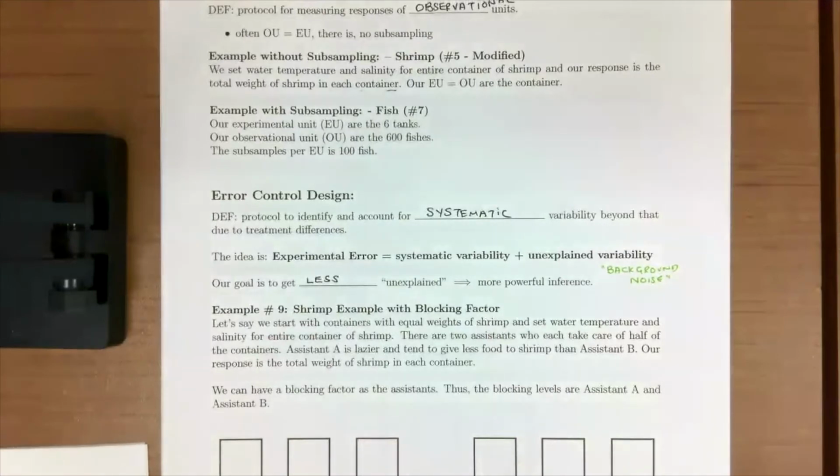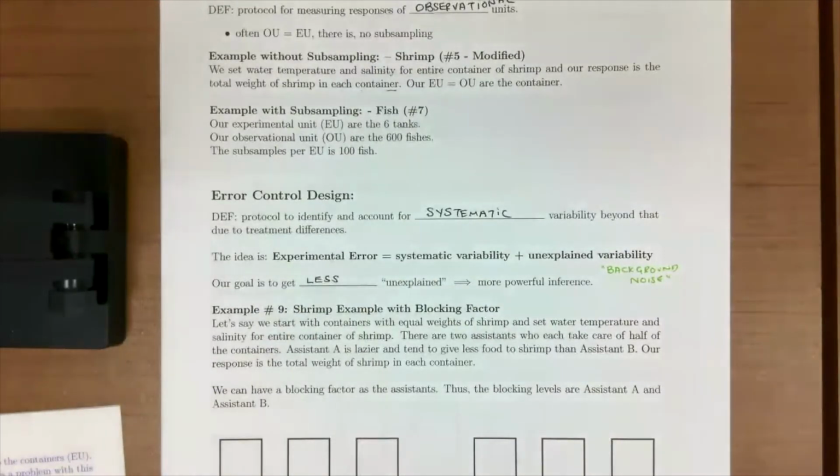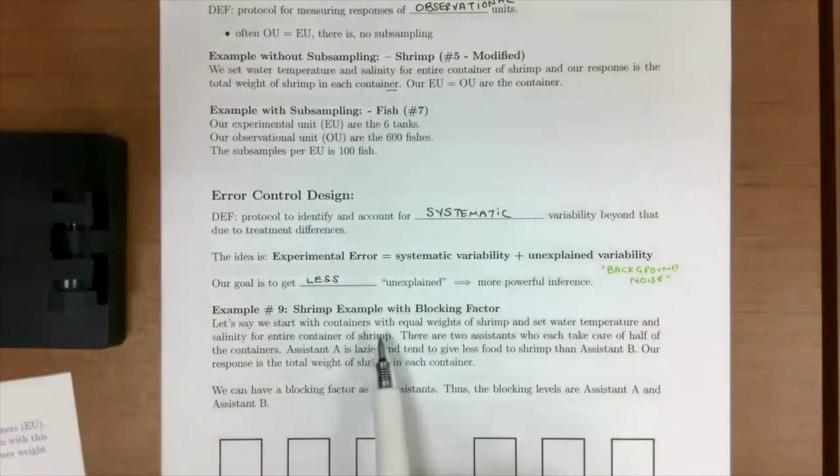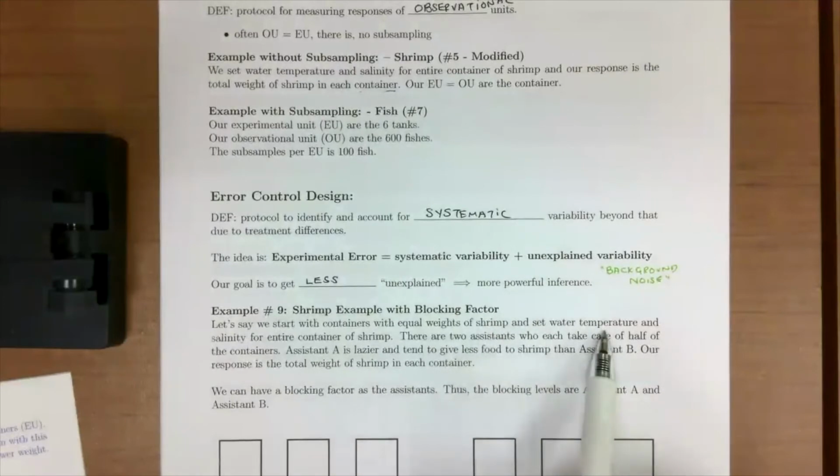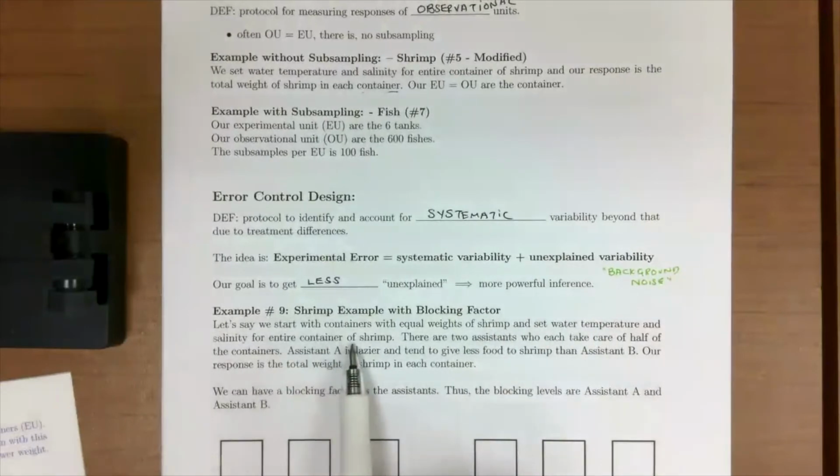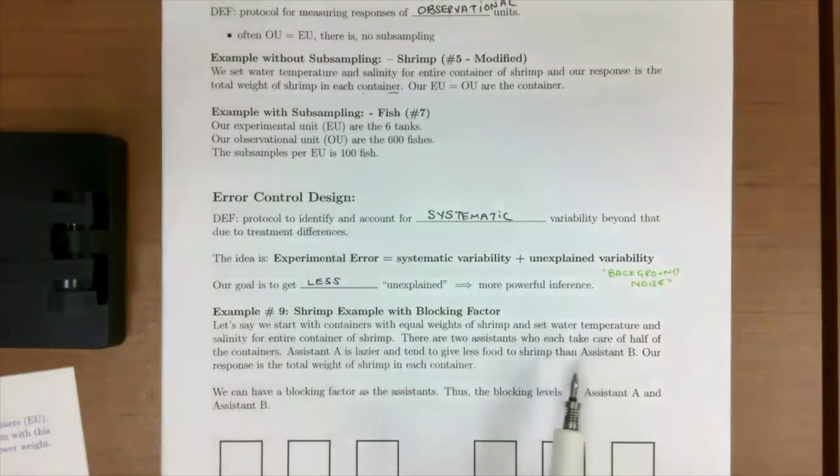So let's go to an example that kind of demonstrates this a little bit more. We're going to give you guys an example with blocking. Let's say we start with containers with equal weights of shrimp, and we set the water temperature and the salinity for each container of shrimp. Now, we also have two assistants who are going to help take care of half the containers. Assistant A is lazier and tends to give less food to shrimps than assistant B. Our response is going to be the total weight of the shrimp in each container. Okay? So, in this example, we are going to have a blocking factor of the assistants.